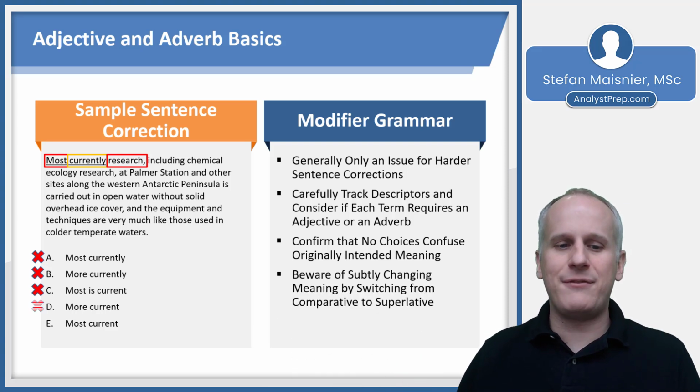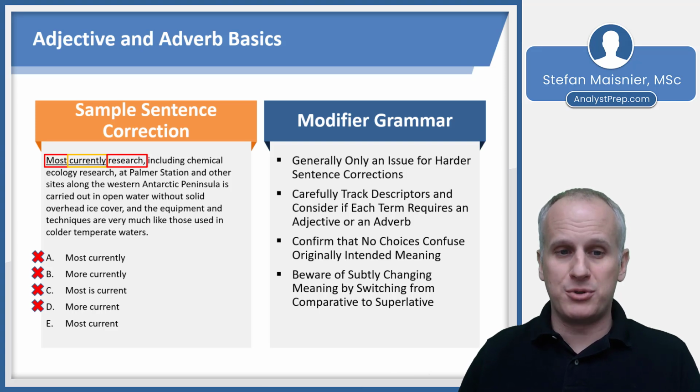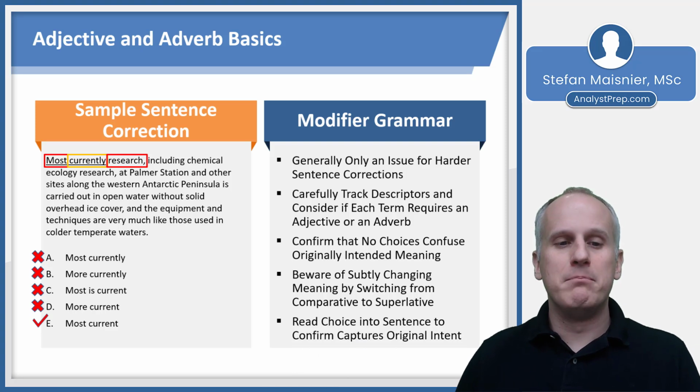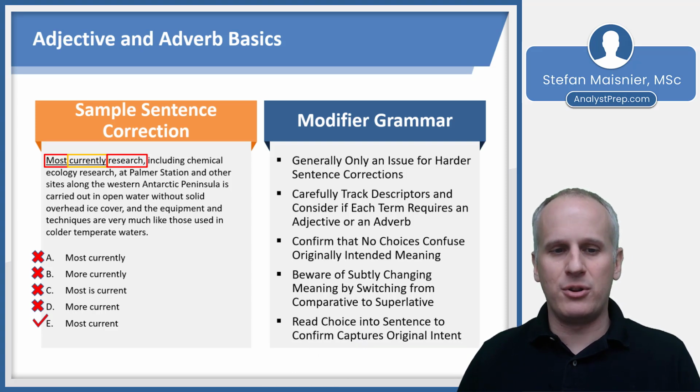Then you have to be careful of subtly changing the meaning by switching from the comparative to the superlative or vice versa. So in our original, we had "most currently research." We knew "currently" was wrong, but "most" was fine. So you can't subtly change from "most" to now "more." So then, as always, you need to read your choice into the sentence to confirm it captures the original intent. "Most current research, including chemical ecology research at Palmer Station and other sites."